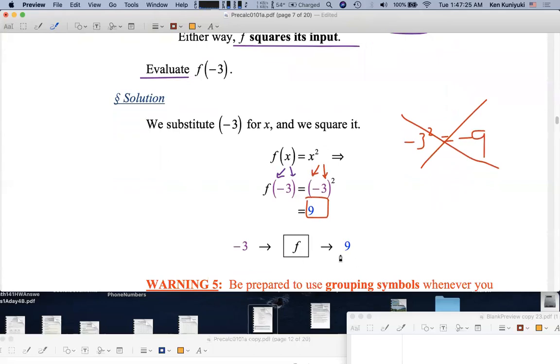This is what the input-output machine does. If you put in -3 in your calculator as the input or argument, when you press the x square button, which represents a squaring function, the output is +9.